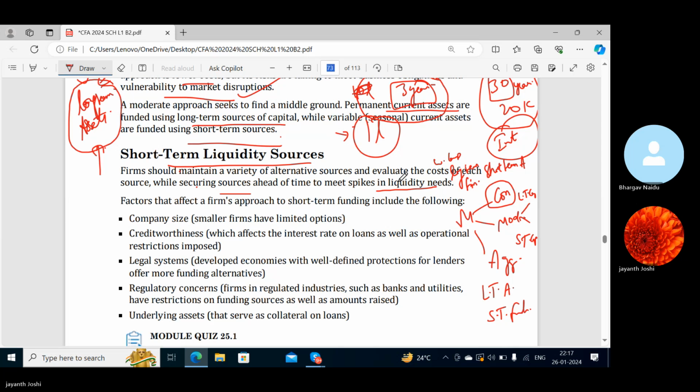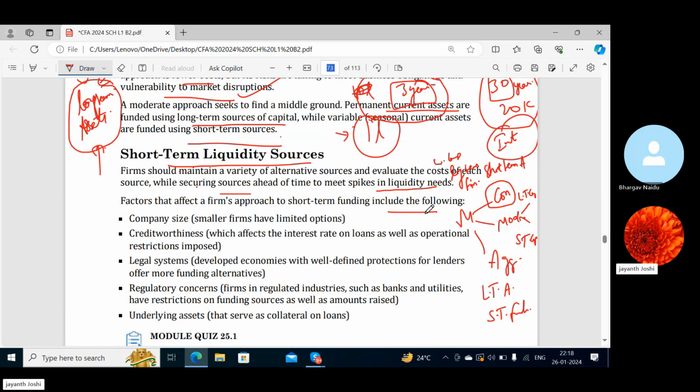Isn't it so? Yes. Whenever I have needs of liquidity, I should always have enough funding available with me. So that's what they're saying. While securing sources ahead of time, that means you should not wait for the last moment and go for finances. You should always see at what times in a year, like Diwali or the festive season, many businesses require a lot of funding. So whenever there is a spike in liquidity needs, you should try to arrange or secure funding ahead of time.